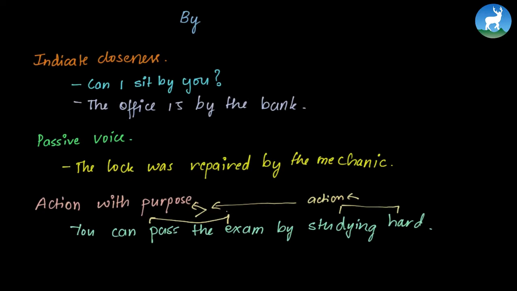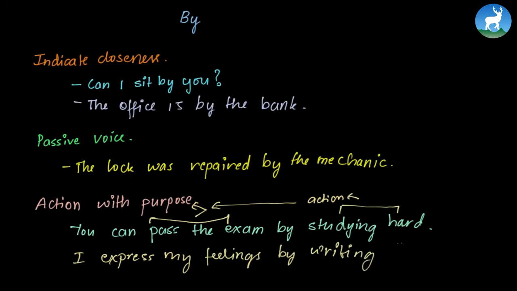Another example, I express my feelings by writing letter. So here, to express the feeling is your purpose. The main thing that you need to do is express your feelings. And how do you do that? The action item requires or includes writing. So writing is an action and expressing your feeling is a purpose.